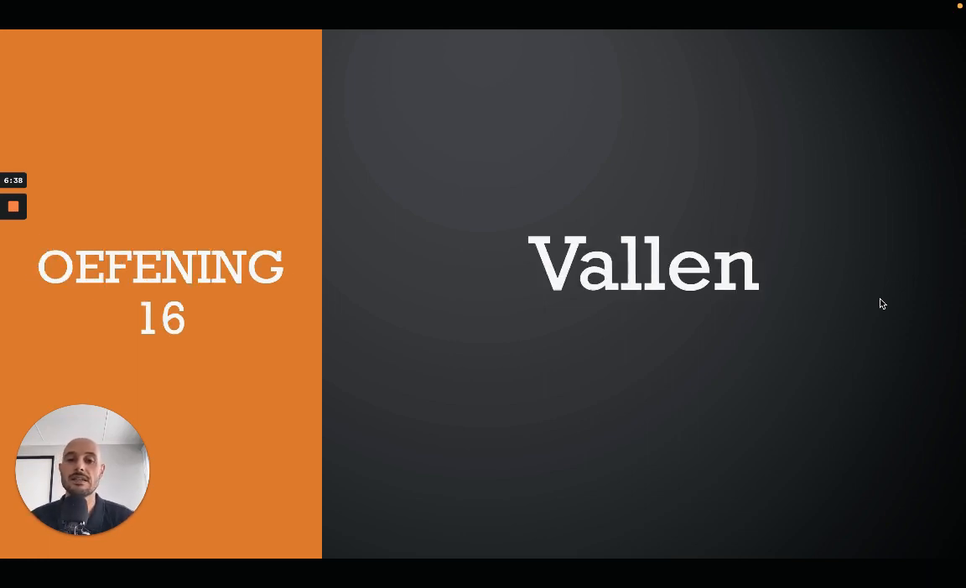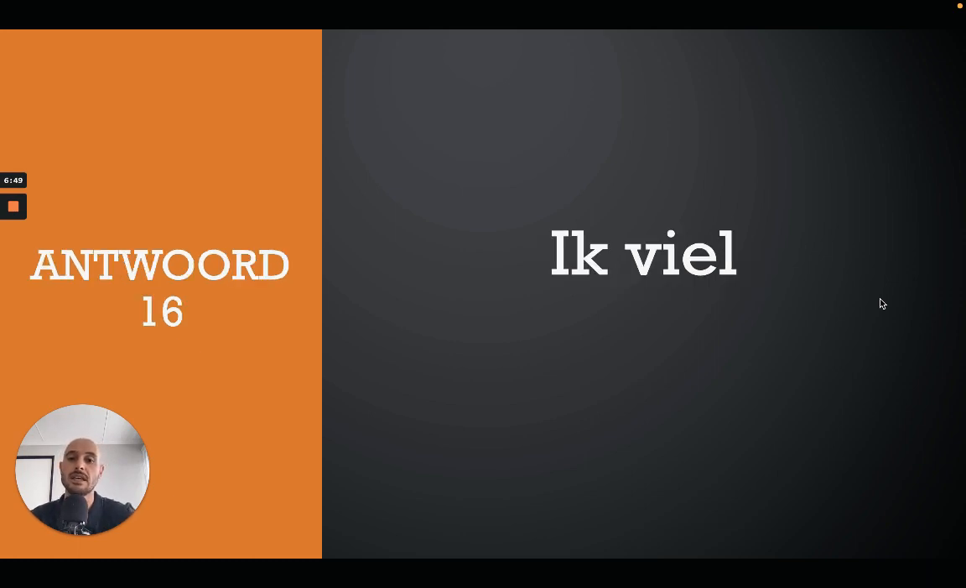Right, number 16, vallen. Vallen is to fall. I fell, also irregular in English. So how would you say I fell in Dutch? And that would be ik viel. Ik viel is I fell in Dutch.